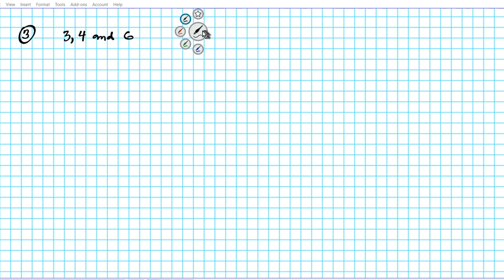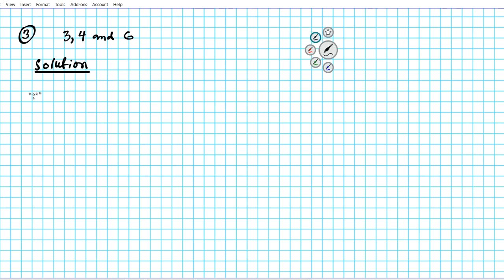Okay, so for number 3, we are going to challenge you a little bit. We're going to have you find the least common multiple of 3 numbers. Okay, so 3, 4, and 6. What is the LCM of these 3 numbers? What is the smallest number that these 3 numbers can go into evenly?